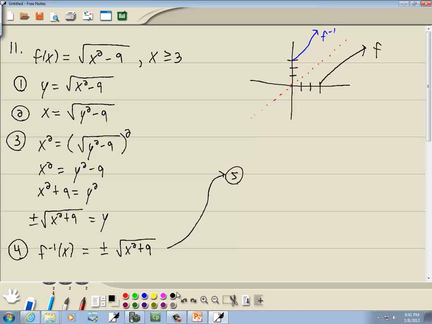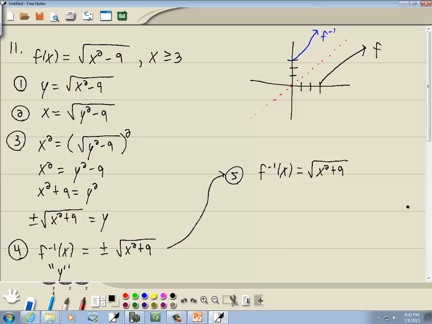Now here we've got a plus or minus. Well, having the inverse notation here, this is the same as y. So basically we're saying y equals this. Well, up here, y is positive, so we can drop the plus or minus and just have this right here.